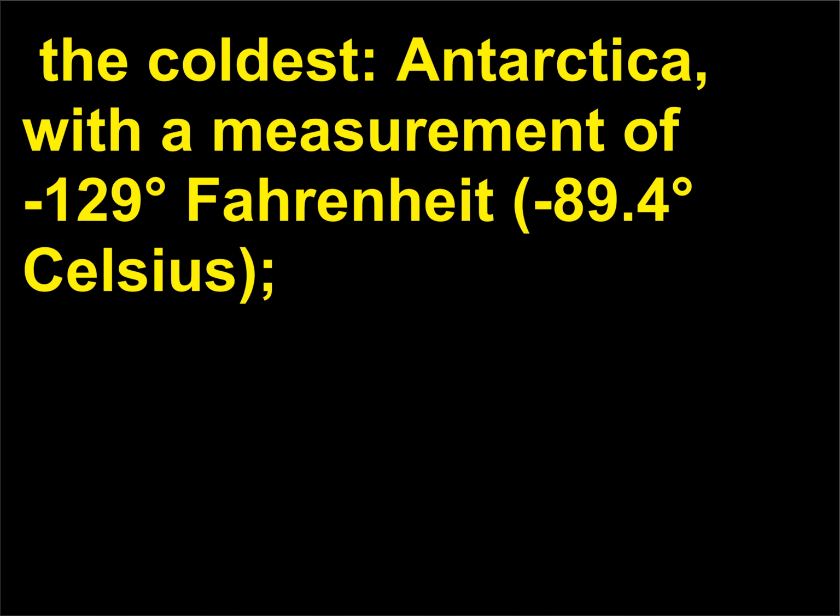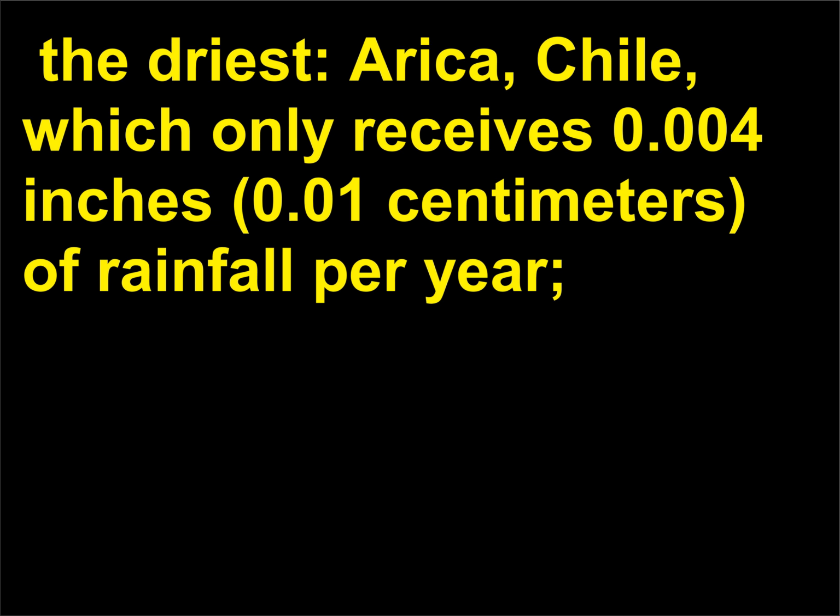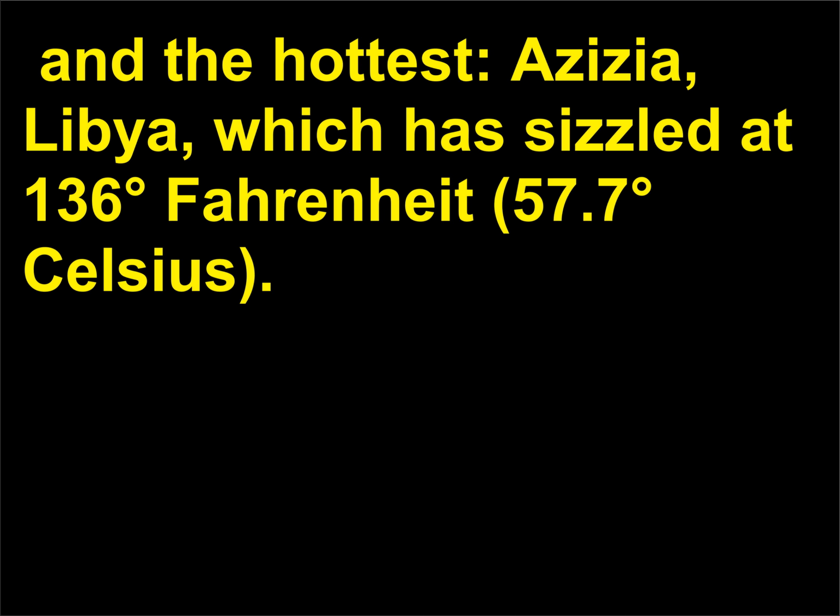The coldest, Antarctica, with a measurement of -129 degrees Fahrenheit, -89.4 degrees Celsius. The driest, Arica, Chile, which only receives 0.004 inches, 0.01 centimeters, of rainfall per year. And the hottest, Azizia, Libya, which has sizzled at 136 degrees Fahrenheit, 57.7 degrees Celsius.